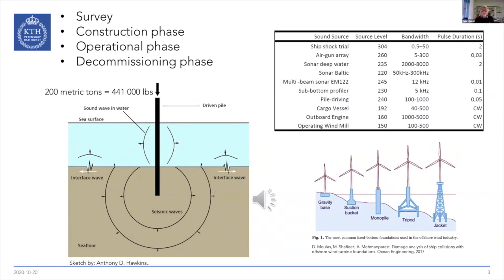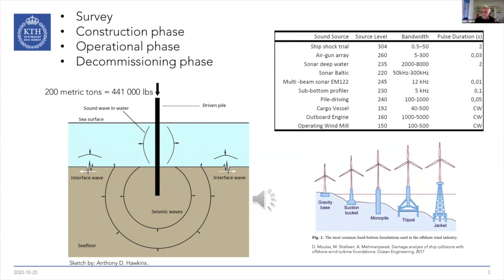And to put it in context, when it comes to construction, more than 80% of the wind turbines in Europe, at least, have been piled. That is, like a nail you hammer into the wood, you hammer the pile into sediment. And while doing this, as I show in this table on the right side, you can see the pile driving is producing a source level of 240 decibel, underwater decibel.